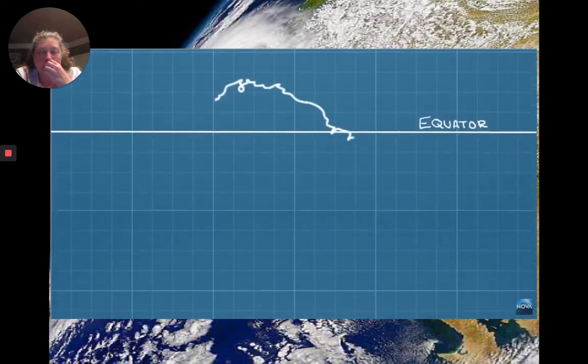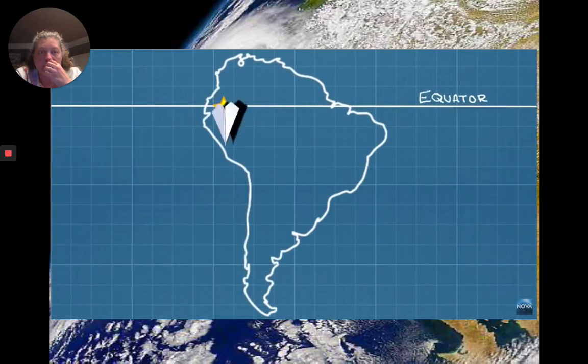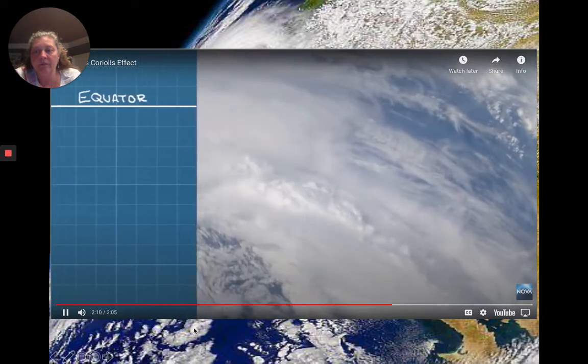The opposite would happen in the southern hemisphere. An object traveling from the equator to the south would get deflected to the left. It's left. So what does this have to do with hurricane spinning?